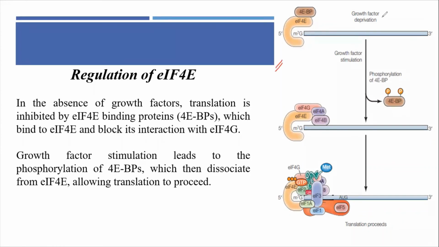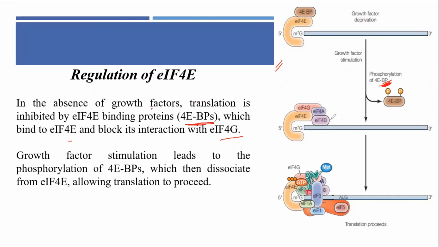Correct. So growth factor deprivation is there. So what will happen? Then the phosphorylation will happen of the 4EBP. This is 4E binding protein. Okay, 4E binding protein. So what will happen then? This is going to bind and then translation is inhibited. So in the absence of the growth factors, translation is inhibited by the 4E binding protein, which binds with the 4E and blocks its interaction with the 4G.